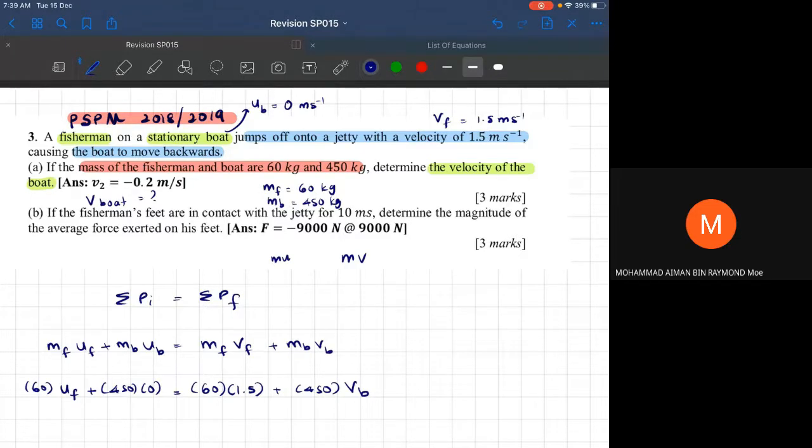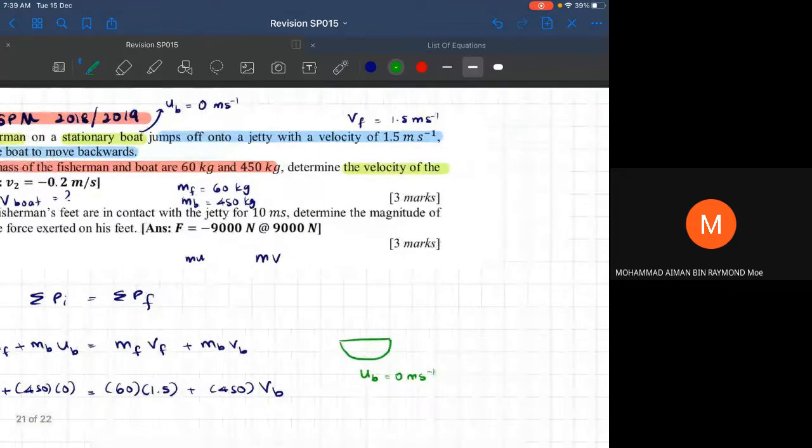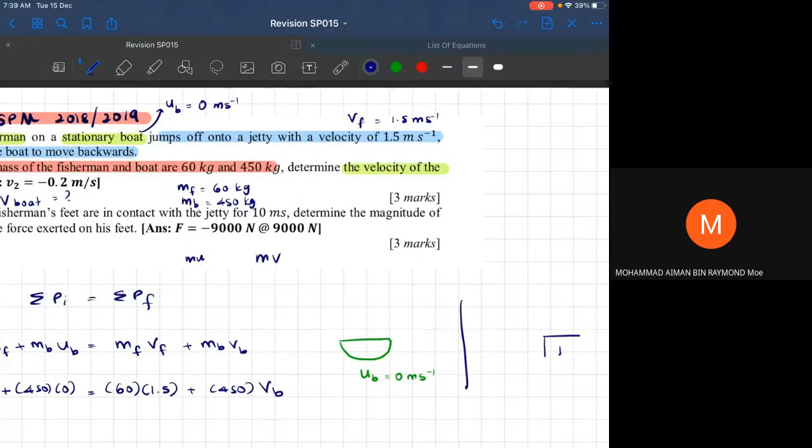Okay. So if I were to draw this situation, kita ada stationary boat di mana boat tu sama dengan 0 ms^-1 lah. Lepas tu after what happen, kita ada jetty kat sini ataupun tempat pelabuhan dia, di mana fisherman tu lompat dekat atas ni kan dengan velocity sebanyak 1.5 ms^-1. Lepas tu boat ni pun ke belakang.